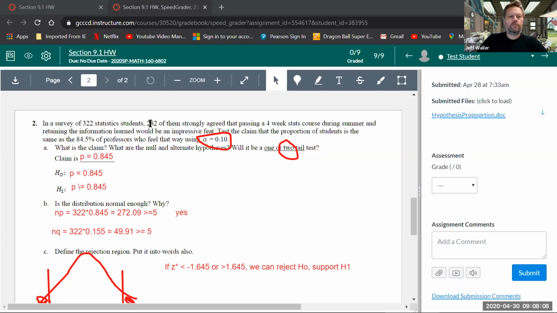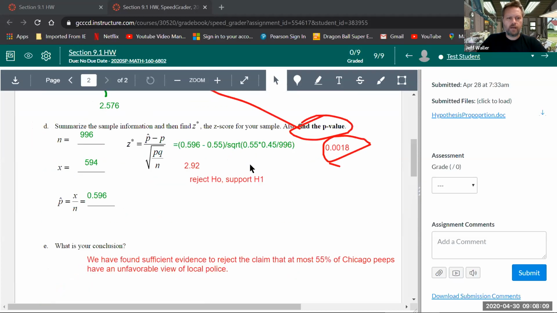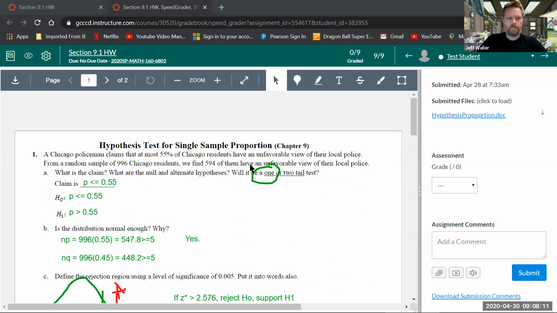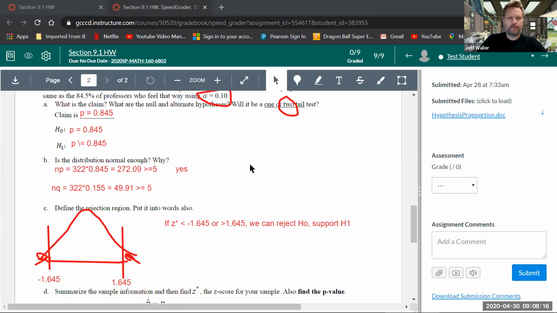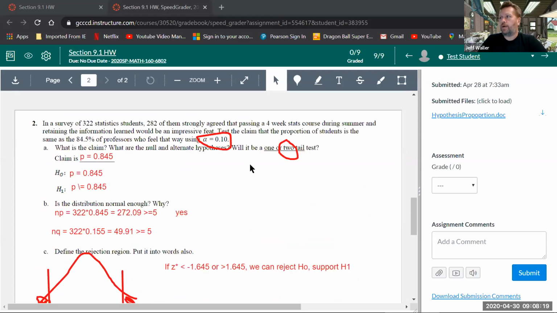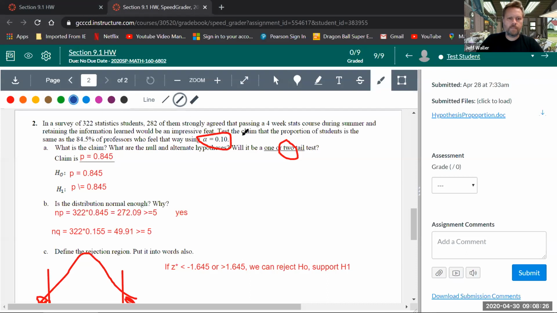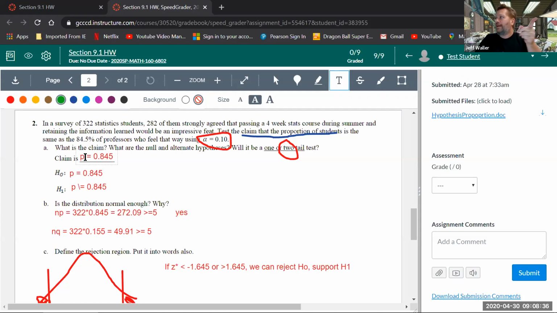So we read through this problem. All right, we did this problem already up here. We did that one, we finished it and everything. So if you missed out, you can go back and watch that. So here we read through this and we saw that the claim was right here. Test the claim. That's the claim that the proportion is the same as the 84.5. That's the P equal 0.845.